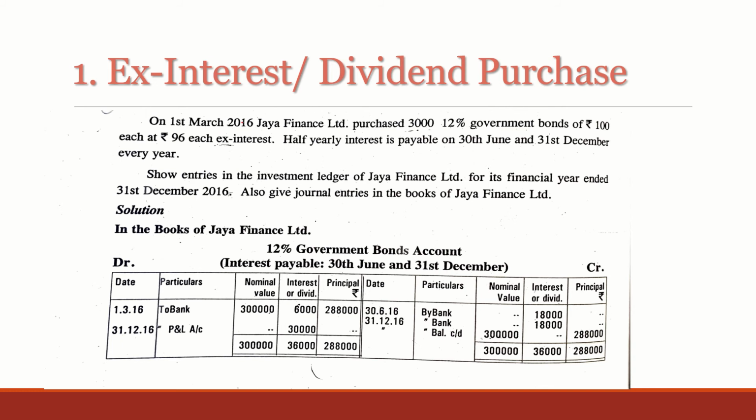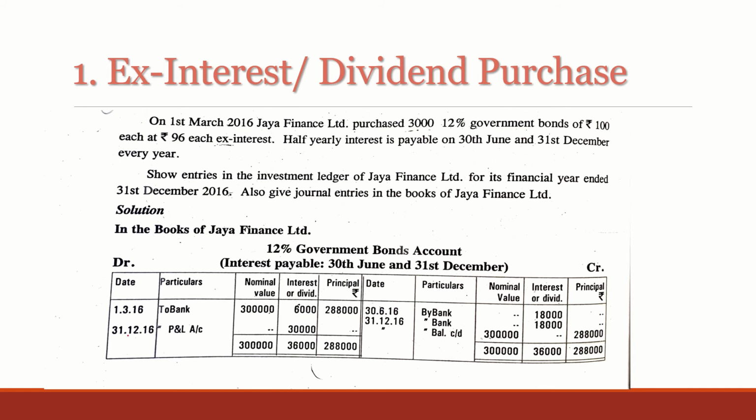On 1st March 2016, Jaya Finance Limited purchased 3,000 12% government bonds of rupees 100 each at 96 ex interest. Half yearly interest is payable on 30th June and 31st December every year. So it is clear that this is an ex interest case. We have to make a 12% government bonds account in the books of Jaya Finance Limited.